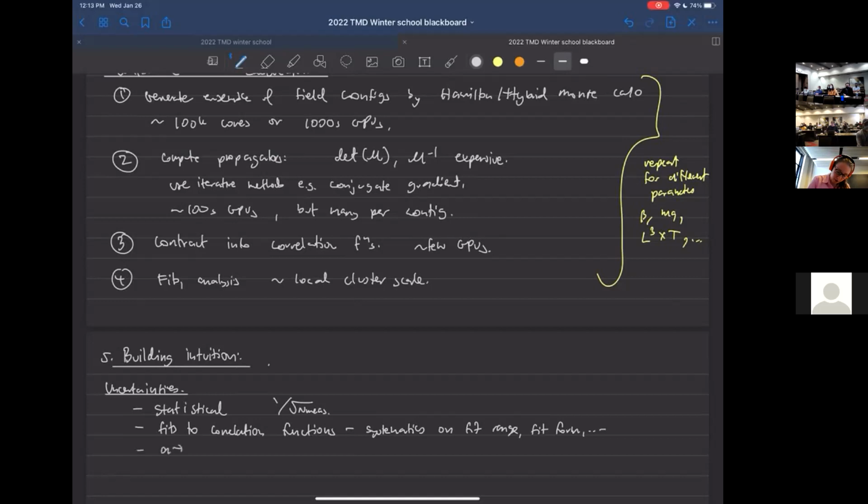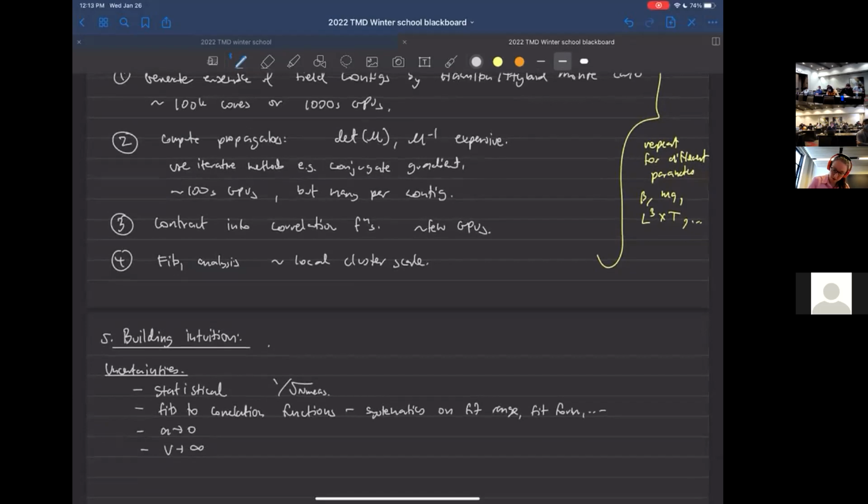Then we've got the finite lattice spacing. We've got to take the lattice volume to infinity. So typically you'll do calculations on several ensembles, or hopefully, maybe not for sort of proof of principle work. And you extrapolate.